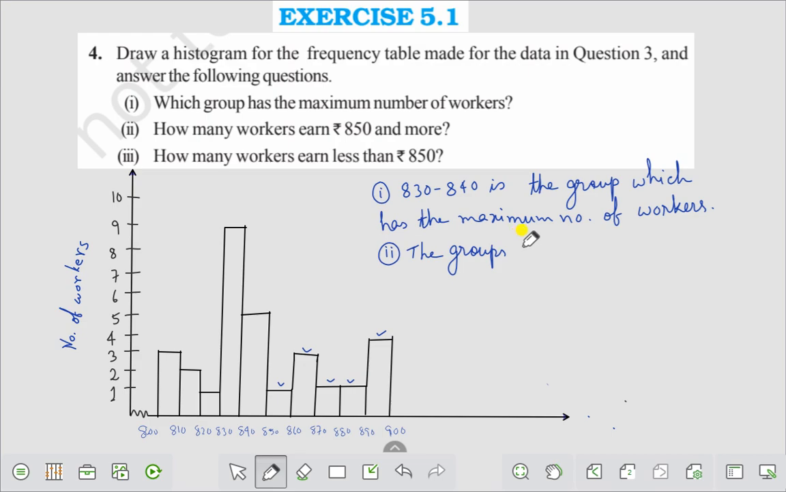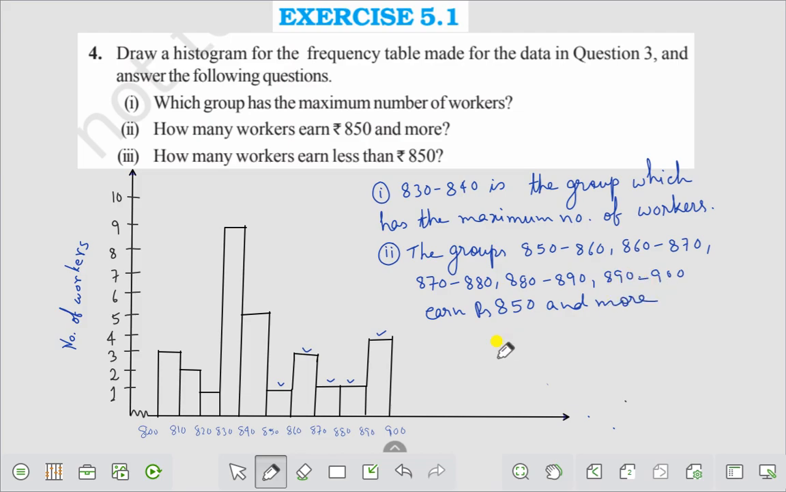The groups 850 to 860, 860 to 870, 870 to 880, 880 to 890, and 890 to 900. These groups earn rupees 850 and more.